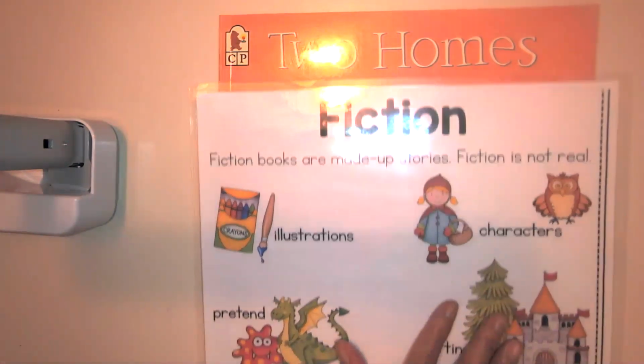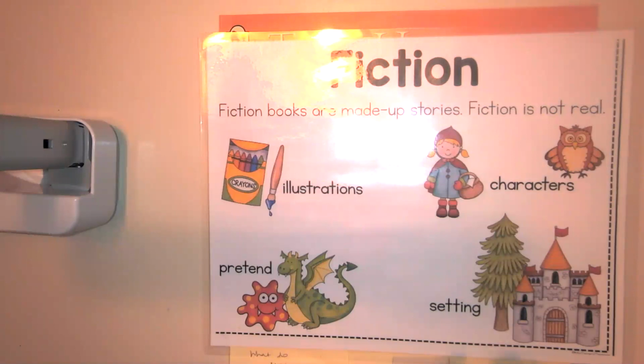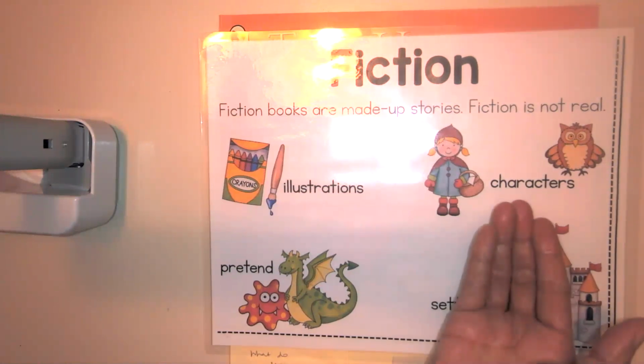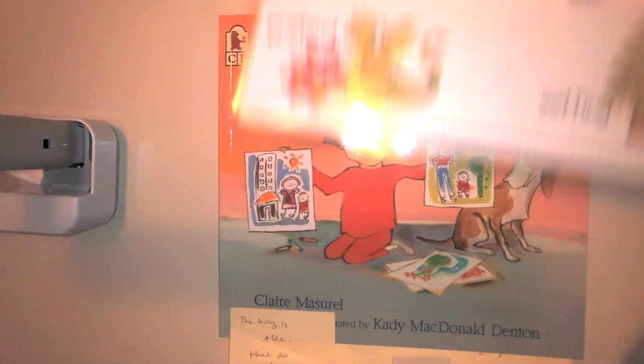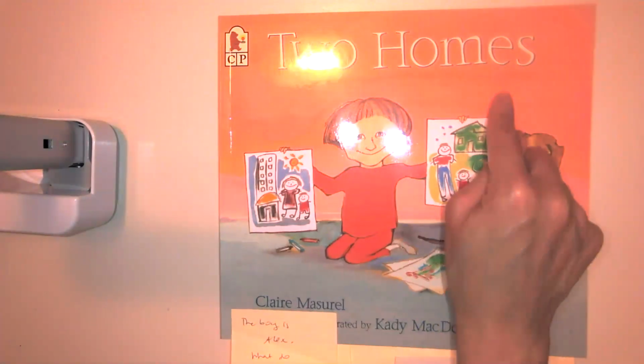And I just want to remind you guys, this story is fiction. It's a made-up story. It is not real. And we remember that in fiction stories, we see lots of different characters, we see lots of illustrations or pictures, a lot of things that are pretend, and different types of settings. So again, we're reading a fiction story. It's a story that is not real. So we're going to be paying attention to the characters as well as looking at the pictures and what's happening in the story. So again, the title of our story is called Two Homes.